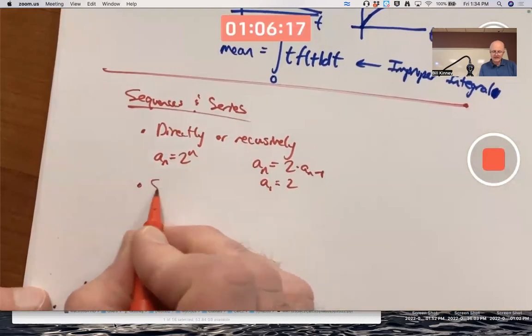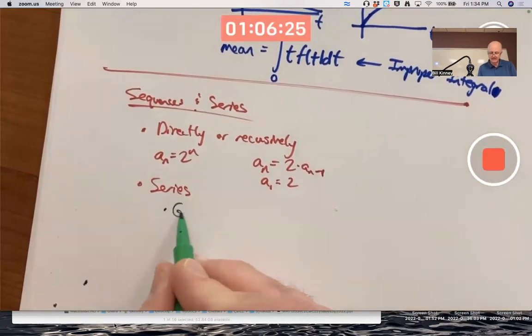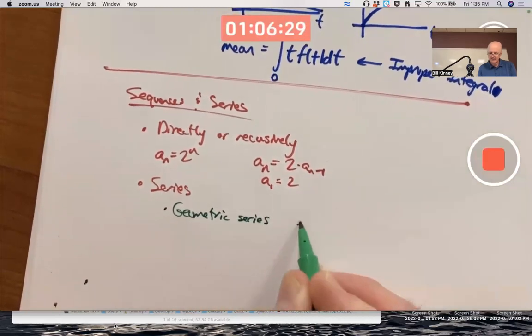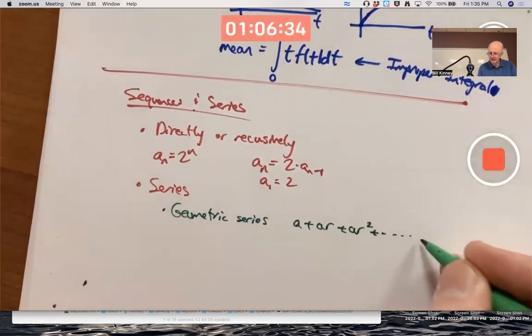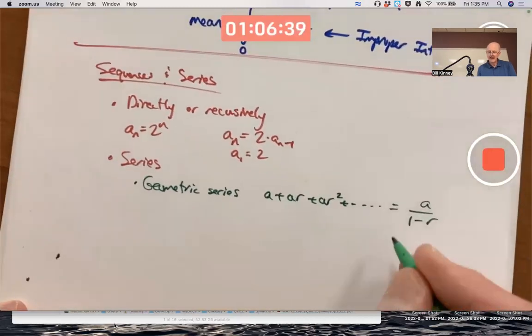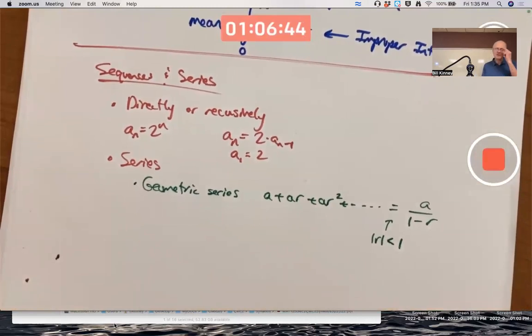More importantly, though, were series. The most common example of series was geometric series. I could write a finite geometric series here, but right away I'm just going to go ahead and write an infinite one. And that converges as long as the absolute value of r is less than 1. I didn't write down the finite version. You should write that down probably for your note card, the finite geometric series as well.